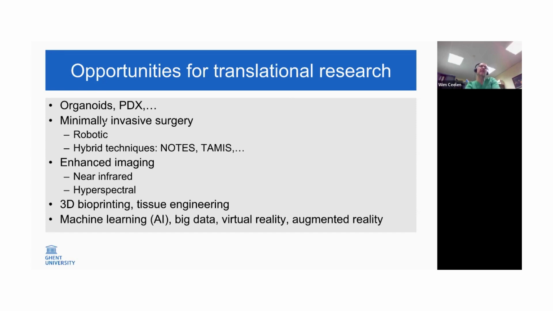Enhanced imaging is, I think, a very interesting field of translational research. I will give some examples. 3D bioprinting, tissue engineering, and then, of course, as already mentioned, the huge and booming field of artificial intelligence. We all have seen ChatGPT as another example. But of course, big data have quite some promise, although I must say that the real clinically relevant applications are not yet there.